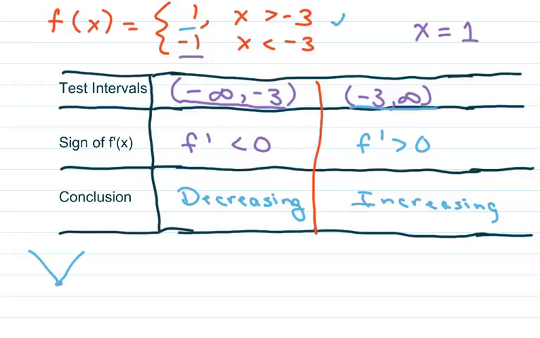and you're going to plug it back into your original equation. Our original equation was f of x equals absolute value of x plus 3 minus 1. So let's plug that in. You're going to get absolute value of 4, which is just 4 minus 1, which equals 3.